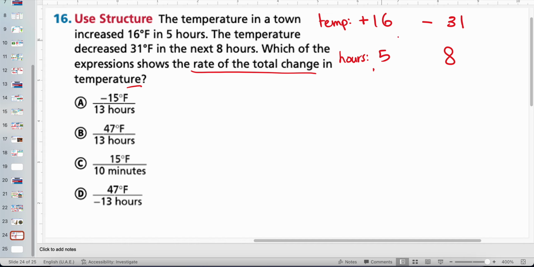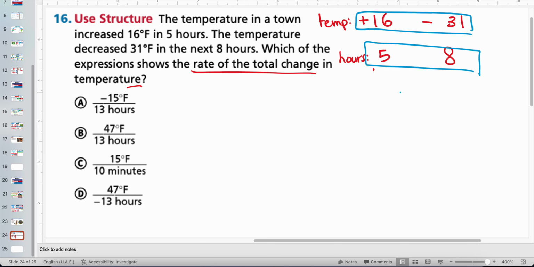As you can see, the numbers are nothing related to our number. Basically, we need to see how much the temperature changed over those hours. So in 5 hours, it added 16 degrees. In the coming 8 hours, it decreased 31 degrees. In 13 hours, by combining the hours, I can combine the temperatures and tell how much it changed. Negative with positive, different signs, subtract, right?